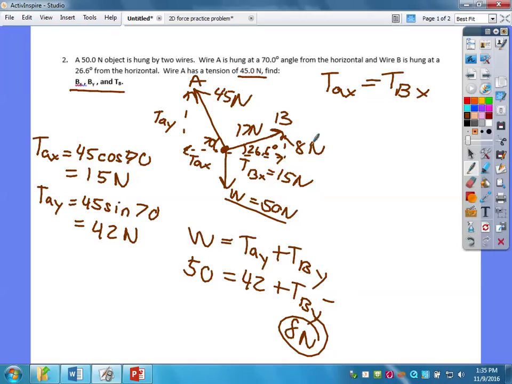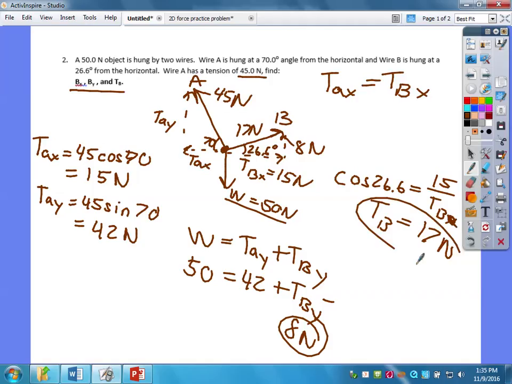Oops, I'm doing something wrong. Sorry. Oh, no, it comes in close. I just did it with the cosine. If I did cosine of 26.6 equals 15 over TB, the hypotenuse, TB comes out to basically 17 newtons, rounded up. So you might see some discrepancy there. That's again because we are rounding, but it should all still come out to be the same.